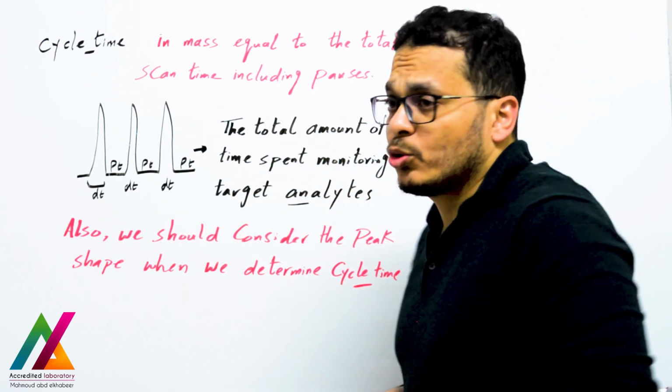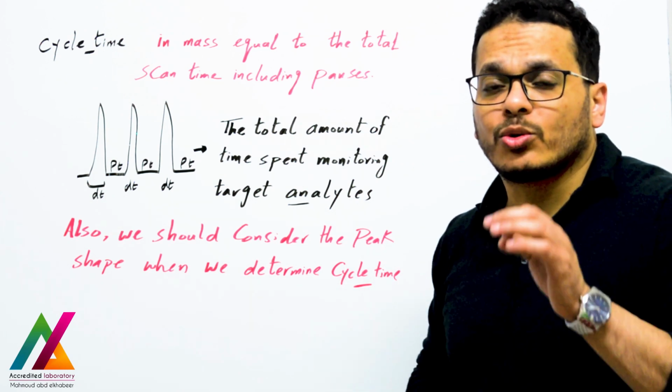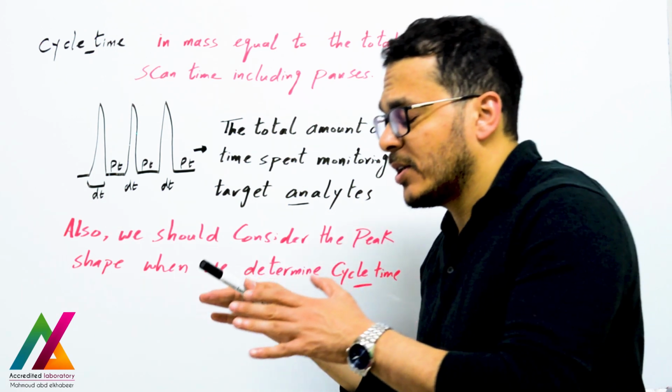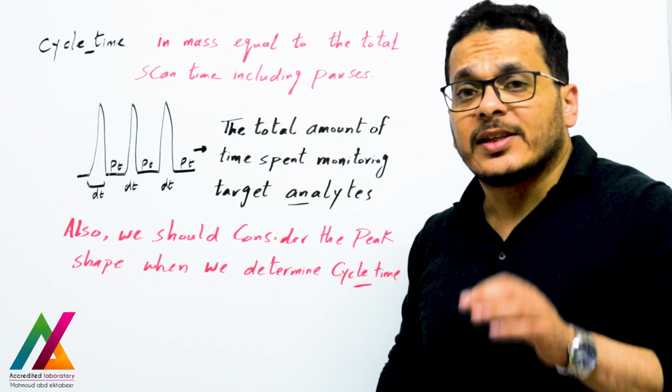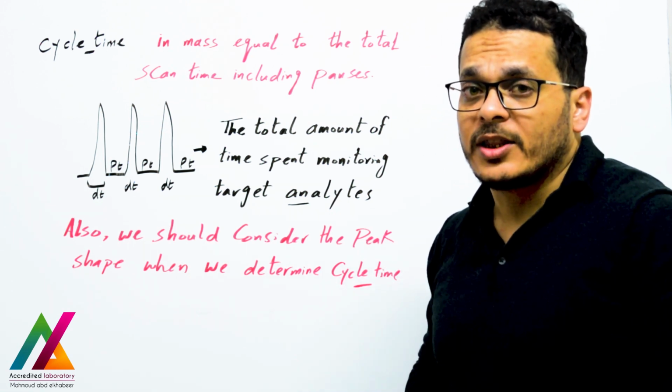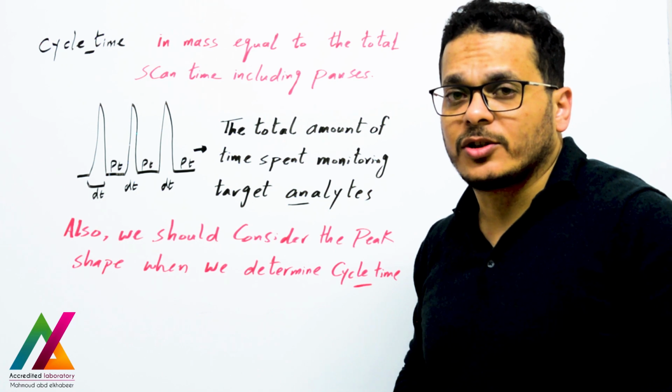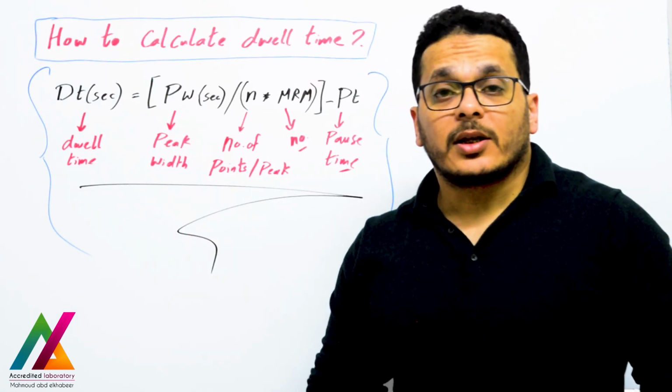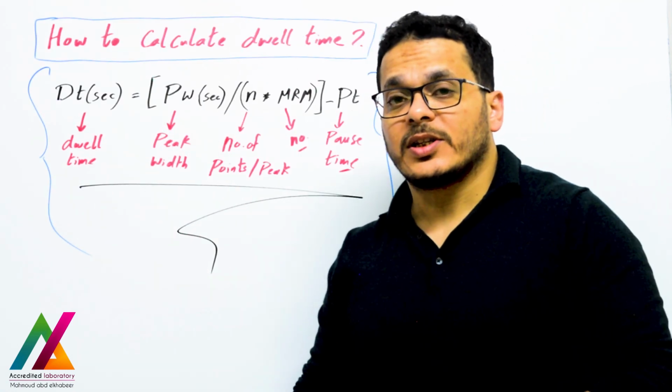But also, to determine the cycle time, we should consider the peak shape. As we said with dwell time, 10 points is optimum to draw the peak for each MRM transition. How to calculate dwell time and cycle time is the point of this lecture.